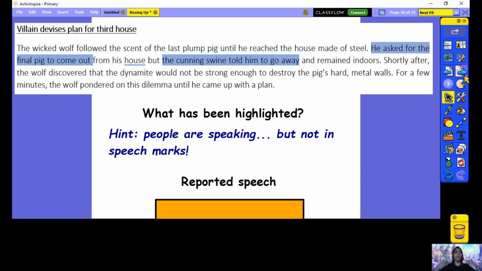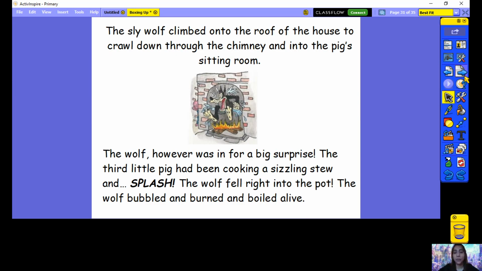Okay, next section. The sly wolf climbed onto the roof of the house, crawled down through the chimney and into the pit. The wolf, however, was in for a big surprise. The third little pig had been cooking a sizzling stew, and splash! The wolf fell right into the pot. The wolf bubbled and burned and boiled alive.